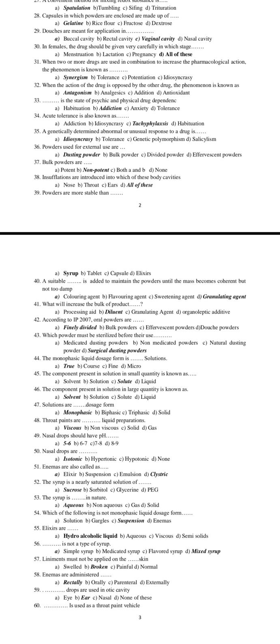When two or more drugs are used in combination to increase the pharmacological action, the phenomenon is known as synergism. When the action of a drug is opposed by another drug, the phenomenon is known as antagonism. Synergism and antagonism are very important questions.